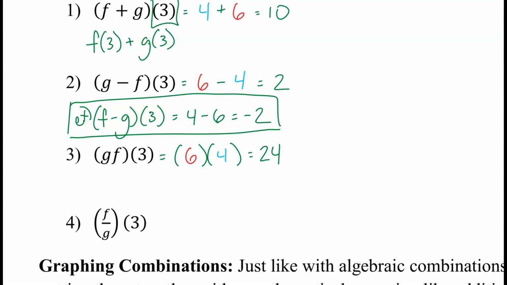Then we're doing f of 3 divided by g of 3. So what was f? f was 4, right? Divided by g of 3, which is 6. And then we just simplify that. 4 divided by 6 simplifies to 2/3.